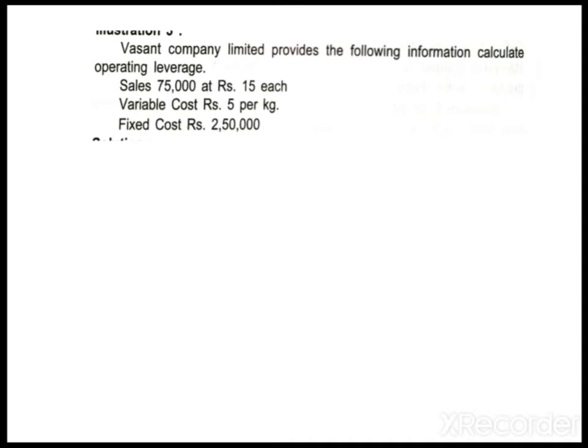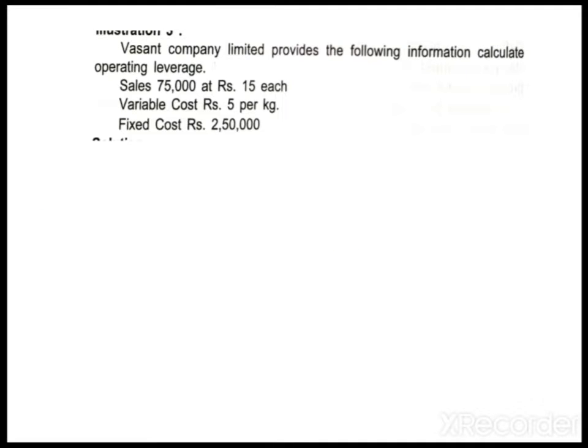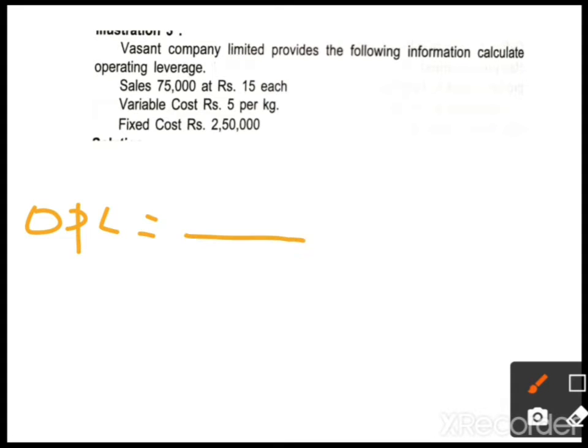Let us take an example. Vasant Company Limited provides the following information: calculate operating leverage. It means as per this problem, they are asking you to calculate only operating leverage. So what is the formula for operating leverage? Operating leverage is equal to contribution divided by EBIT. Is it right or not? Yes. The formula for operating leverage is contribution divided by EBIT.